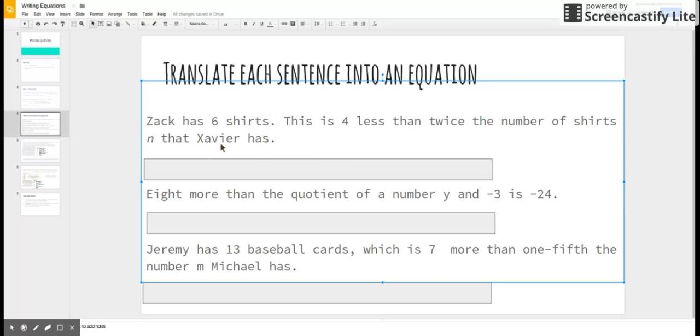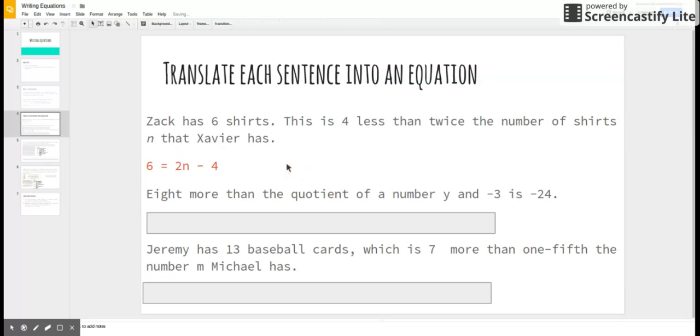6 is equal to, and then here I have 4 less than twice the number of shirts that Xavier has. So Xavier technically has, right, 2n minus 4. Because technically he has 4 less than, so that's where this minus 4 comes from, twice the number of shirts, 2n, that Xavier has. All right, so Zach's total is equal to 4 less than 2 times the number of shirts that Xavier has.